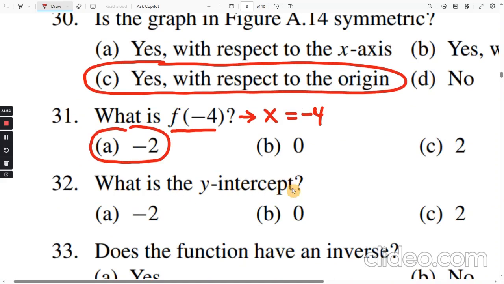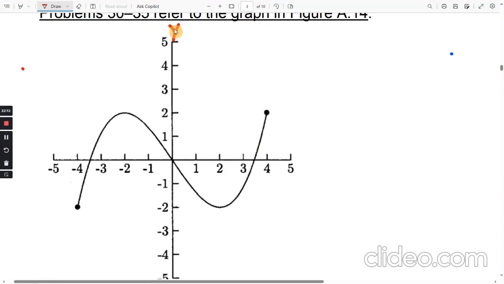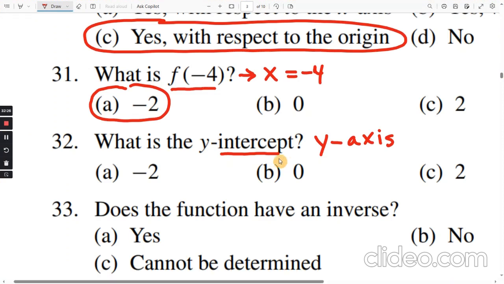All right, the y-intercept is basically where the line or graph crosses the y-axis. It's where it intercepts the y-axis. So let's see. This right here is your y-axis. It intercepts right there at y equals 0. So that's it. That's your y-intercept. Answer B.